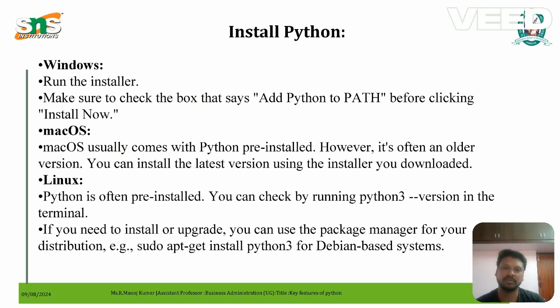Mac usually comes with Python pre-installed. However, if it is an older version, you can install the latest version using the installer you download. Linux also has Python pre-installed. You can check by running the python3 version command in the terminal. If you need to install or upgrade, you can use the package manager for your distribution, for example installing python3 to get the updated version.